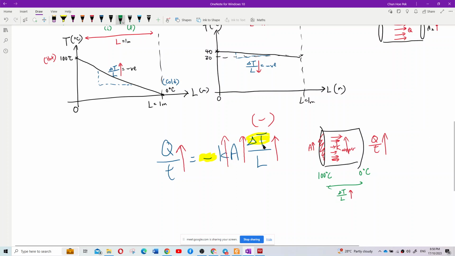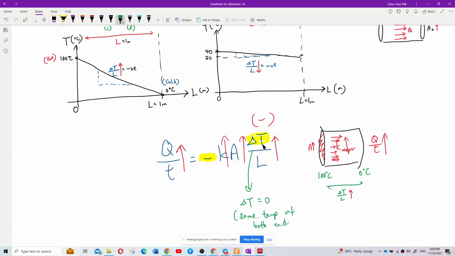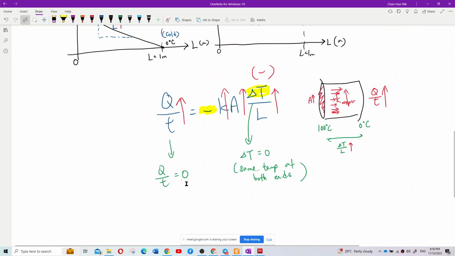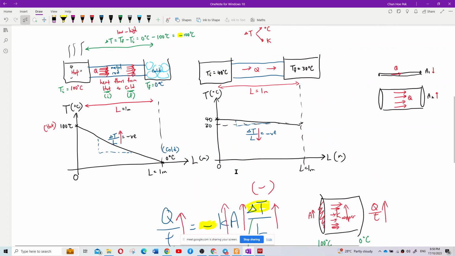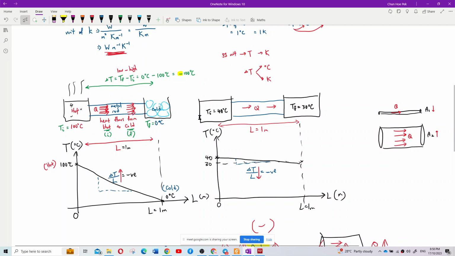If delta T becomes 0 already, that means they have the same temperature at both ends, so the heat will not flow. The rate of heat flow is 0. If delta T is 0, the rate of heat flow is also 0. No heat flow. So for heat to flow, there must be a difference in temperature. Only then can heat flow. You must have a hot and a cold end, one higher temperature, one lower temperature. Only then will the heat start to flow.